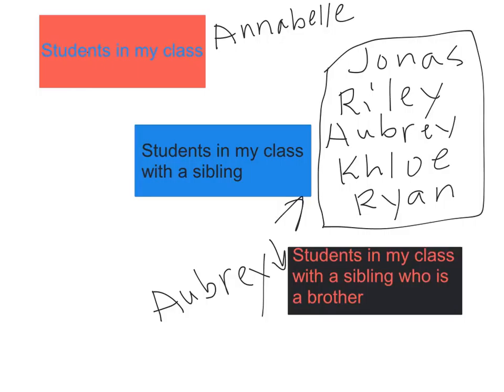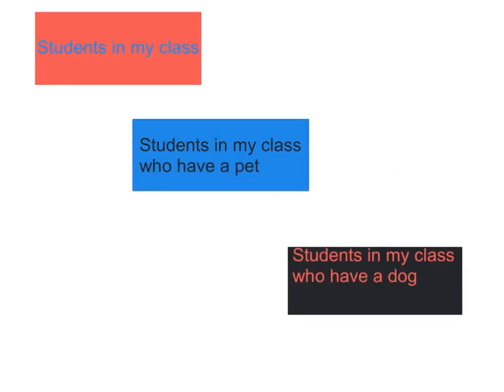Let's look at one more example. First category in this hierarchy is going to be exactly the same. Students in my class, so everybody goes into that category. As we move down one, now we're going to go with students in my class who have a pet. Any pet, doesn't matter, as long as it's a pet. It could be a goldfish, it could be a parrot, a hamster, a dog, a cat, anything that is categorized as a pet. Some students may not have pets, so they're going to stay up top in that first category.